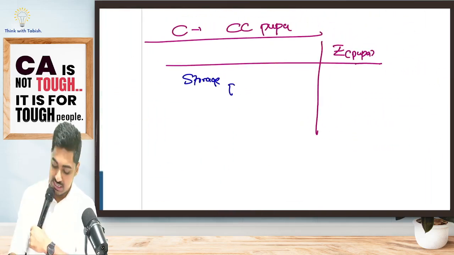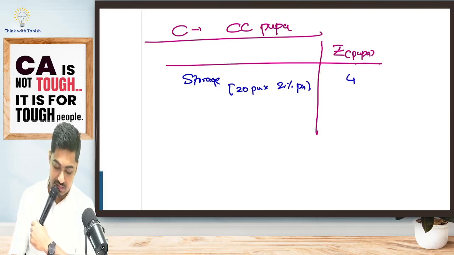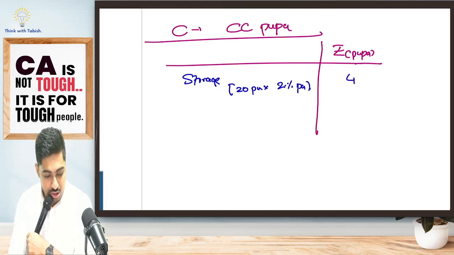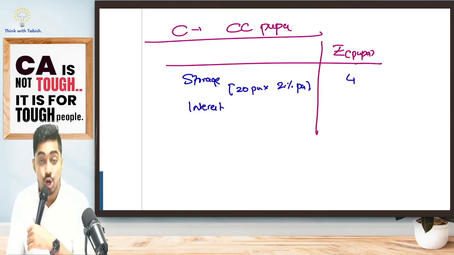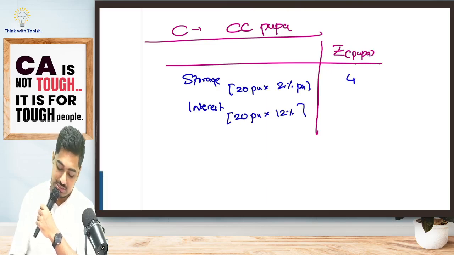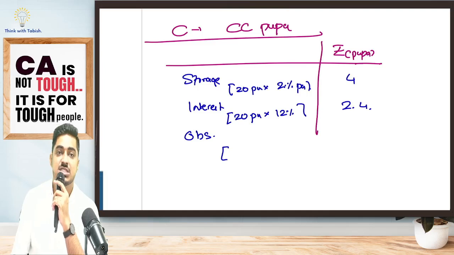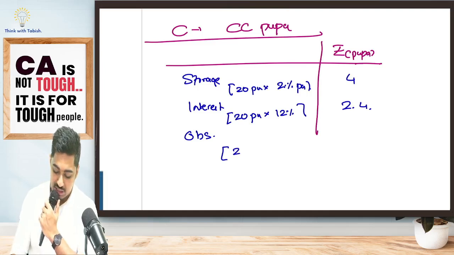Every unit I am purchasing at 20 rupees into 2% per annum. So is it 4 rupees? Yes, then what more is there? Interest is there. Interest is how much percent? 12%. On which amount? 20 rupees. 20 into 12 percentage. How much is it? 2.4. Then I'm having obsolescence. How much percent? 6% per annum only. No tension. 20 per unit into 6%.